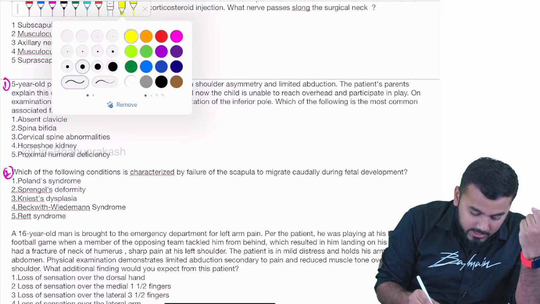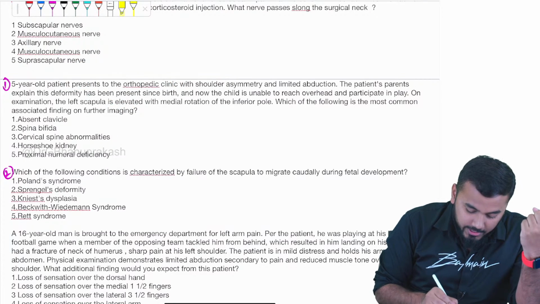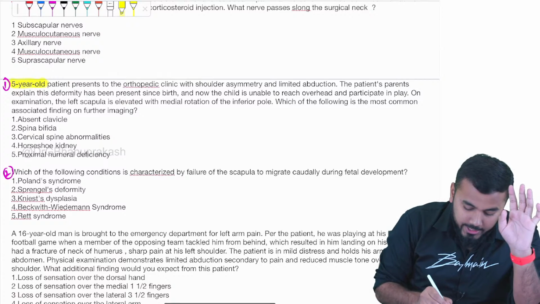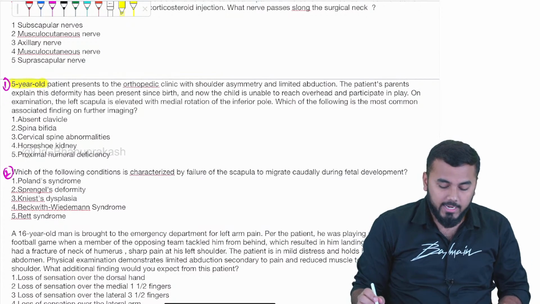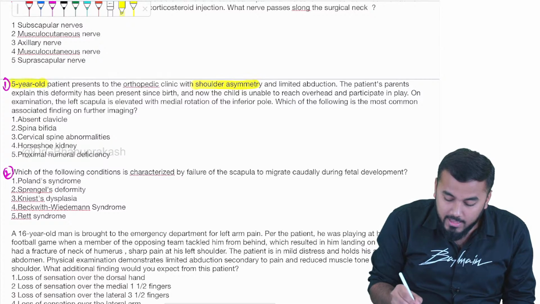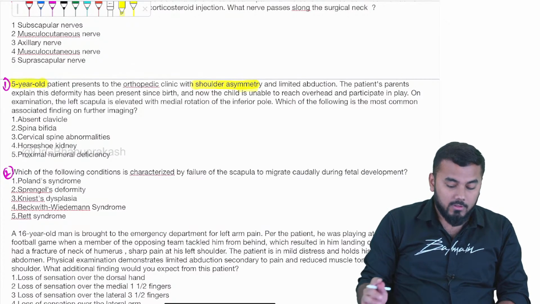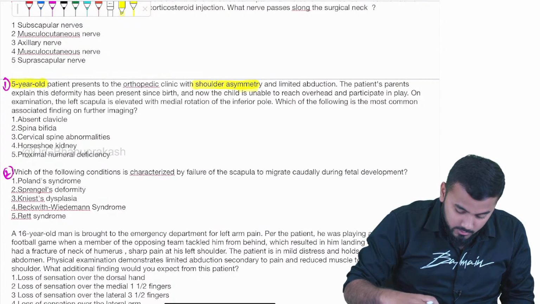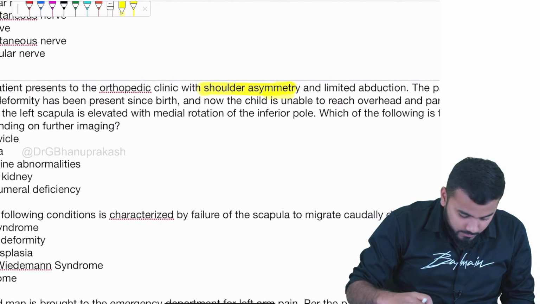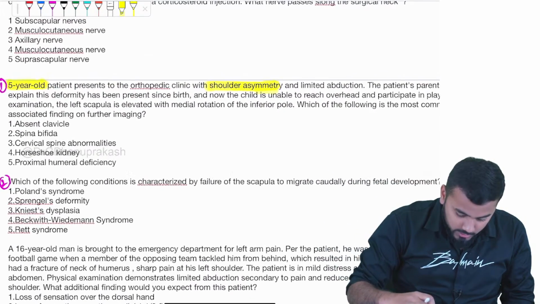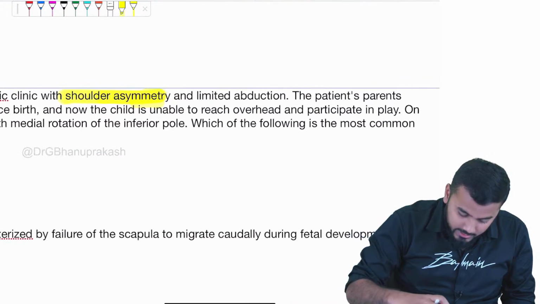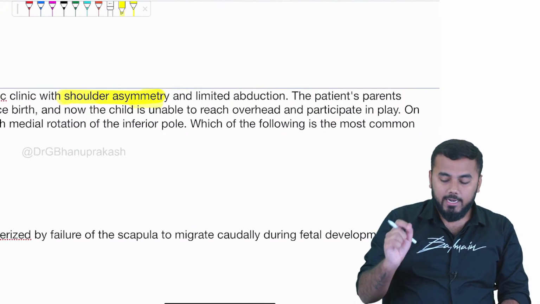Look at the question first. A 5-year-old patient, look, he's a kid. A 5-year-old patient comes to the orthopedic clinic with shoulder asymmetry. Shoulder asymmetry means, you want me to zoom? I'm sorry, guys, I cannot zoom further, but anyways, I'll try. Shoulder asymmetry and limited abduction.